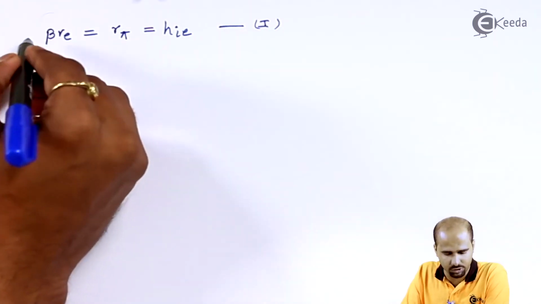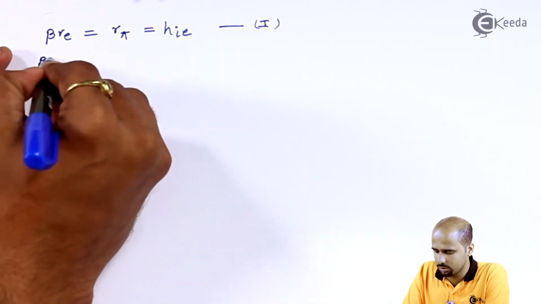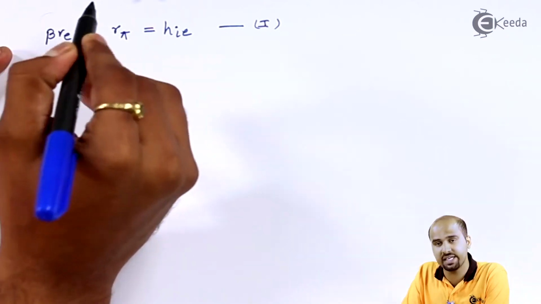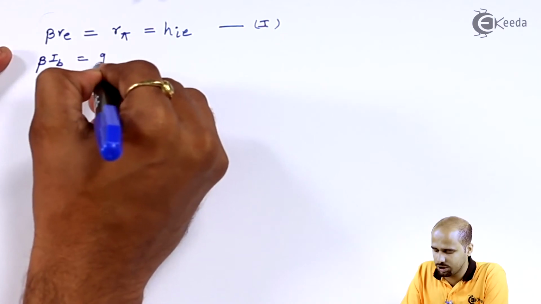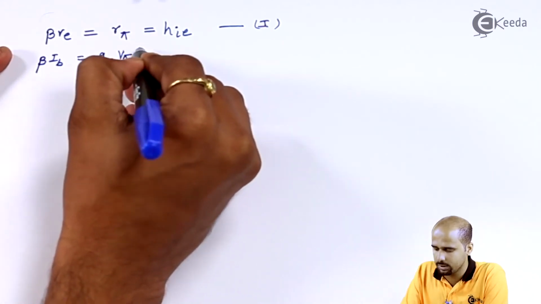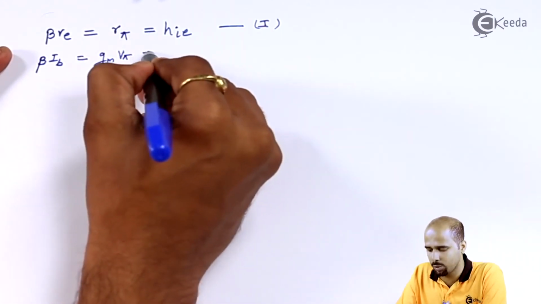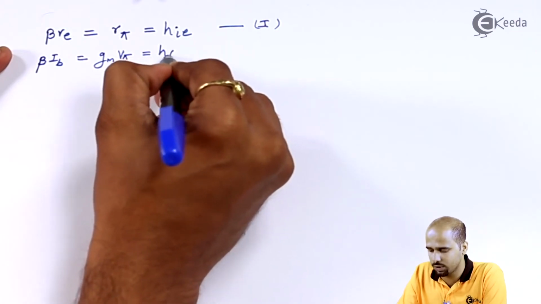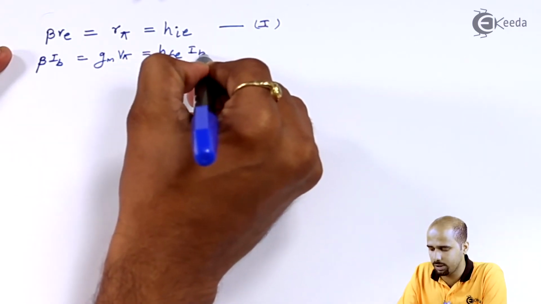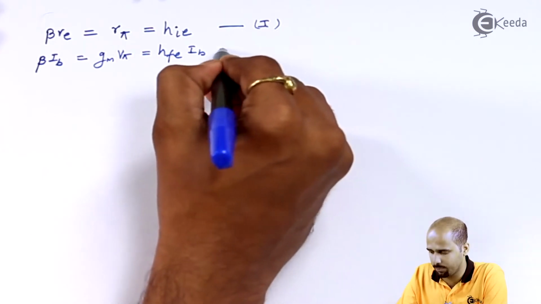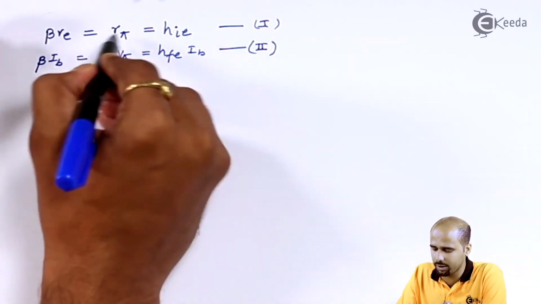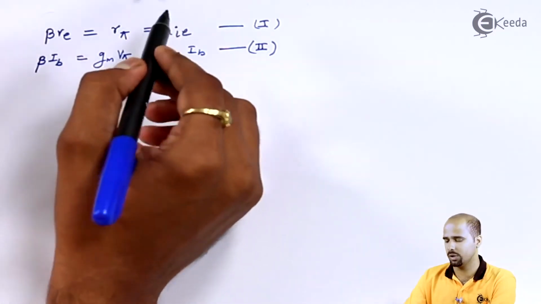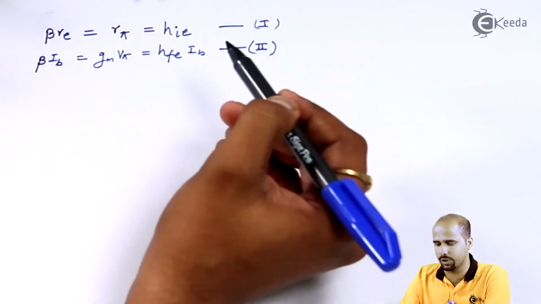In the second equation, we will equate beta IB, which is for the RE model, then GM V pi, right? This is for the R pi model, and HFE IB for the H parameter model. So this will be your second equation. Now if we equate each and every parameter, we'll get the relation between the two.